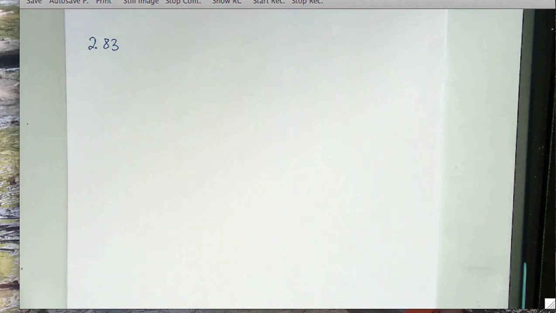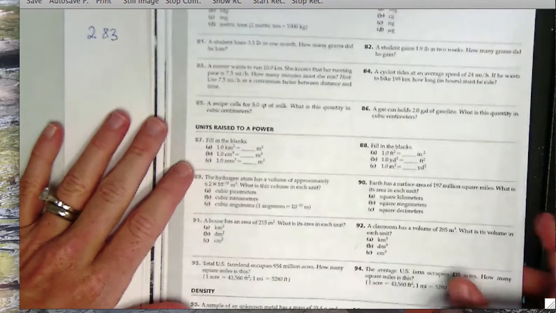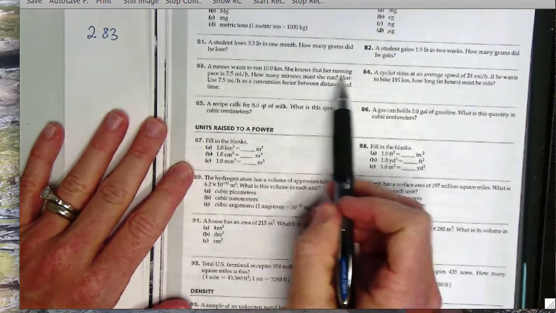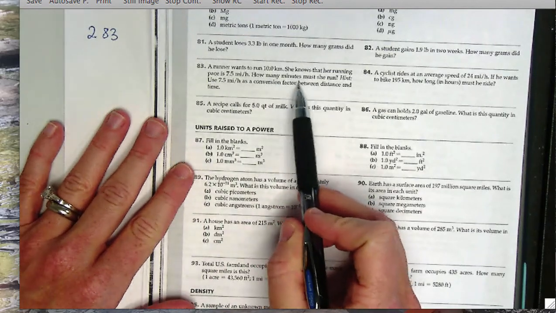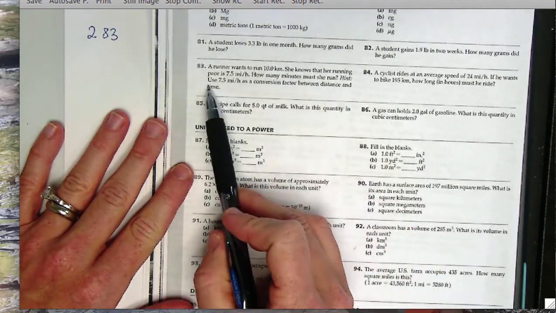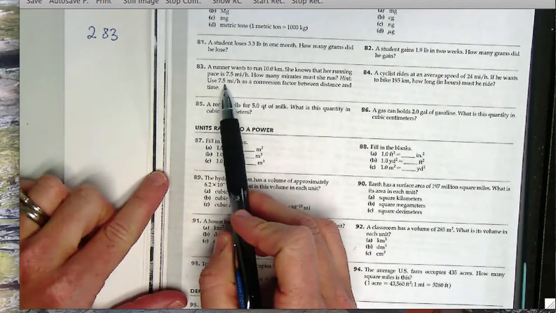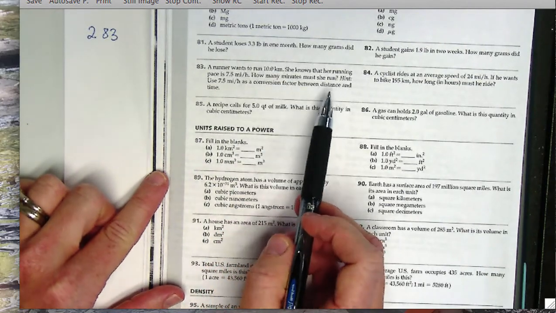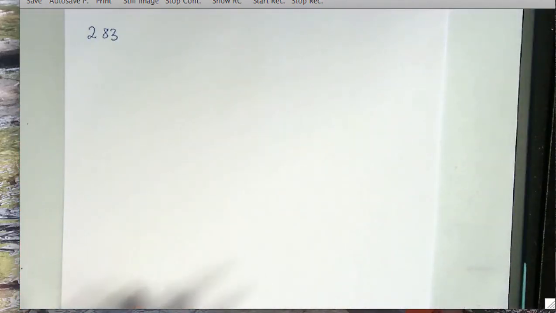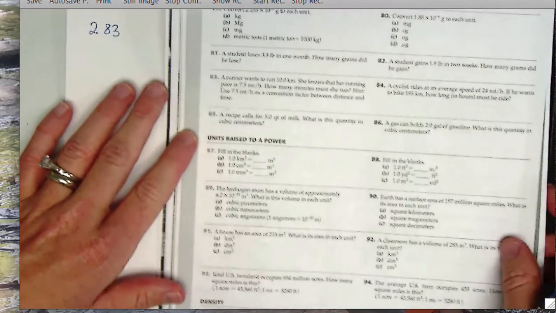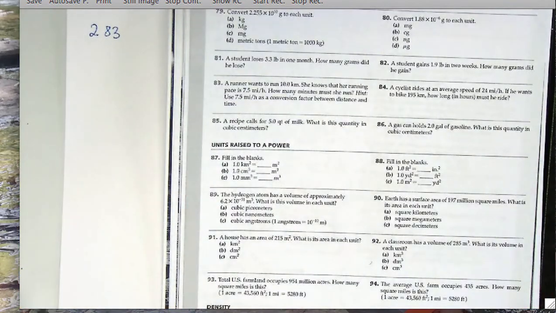All right, so a runner wants to run 10 kilometers. She knows that her running pace is 7.5 miles per hour. How many minutes must she run? Okay, so then they tell you to use 7.5 miles per hour as a conversion factor between distance and time. So on 283, what did you use as your starting quantity? Miles. Okay, I feel like I was solving for the wrong thing. I just think my whole thing was wrong.